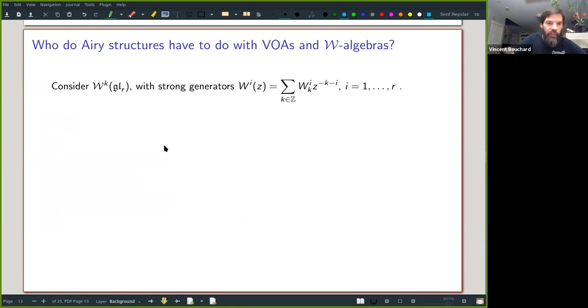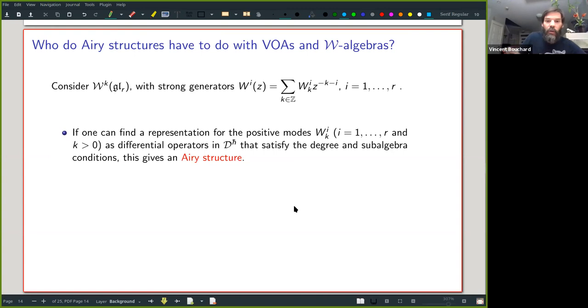So remember, we considered the W algebras of GL_R, and I said it is basically strongly generated by these fields, W_i, where i runs from 1 to R, which have conformal weight 1 to R, which is why there's this shift here. All right, so the construction is the following.